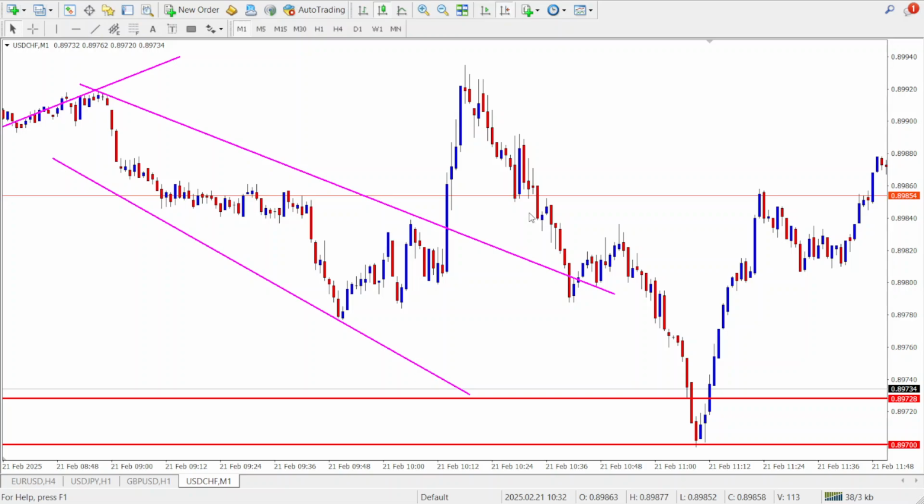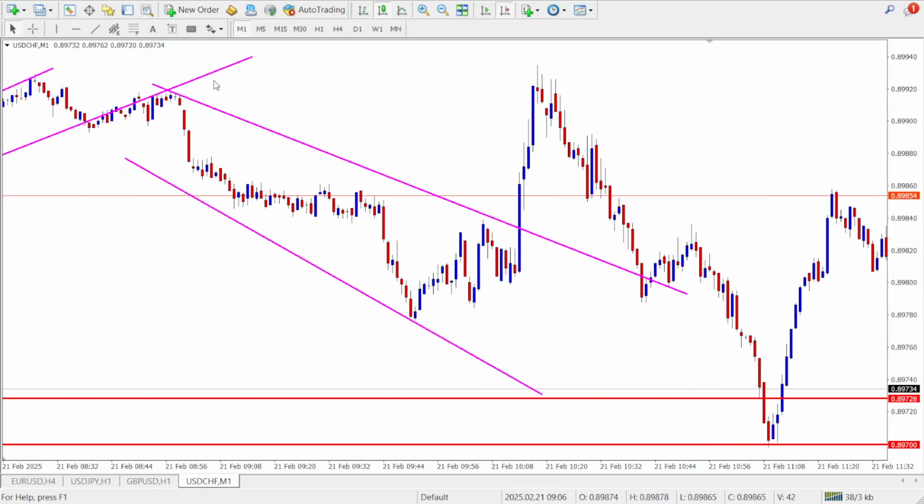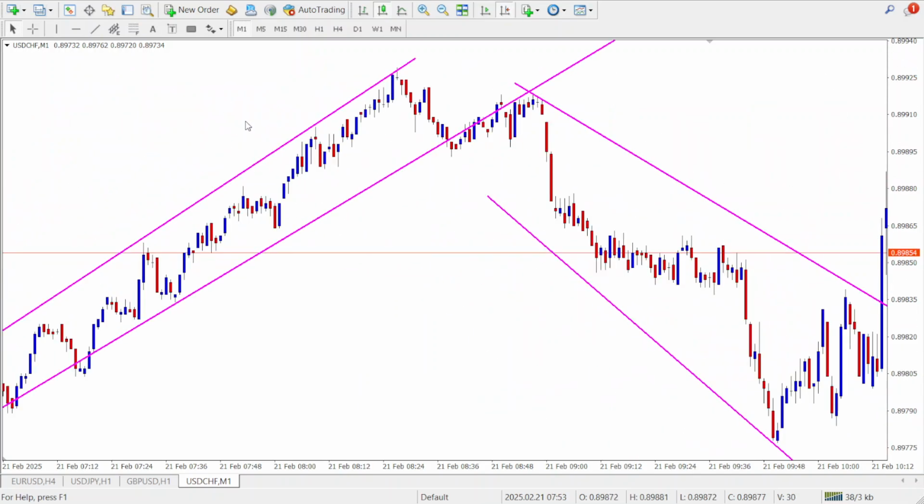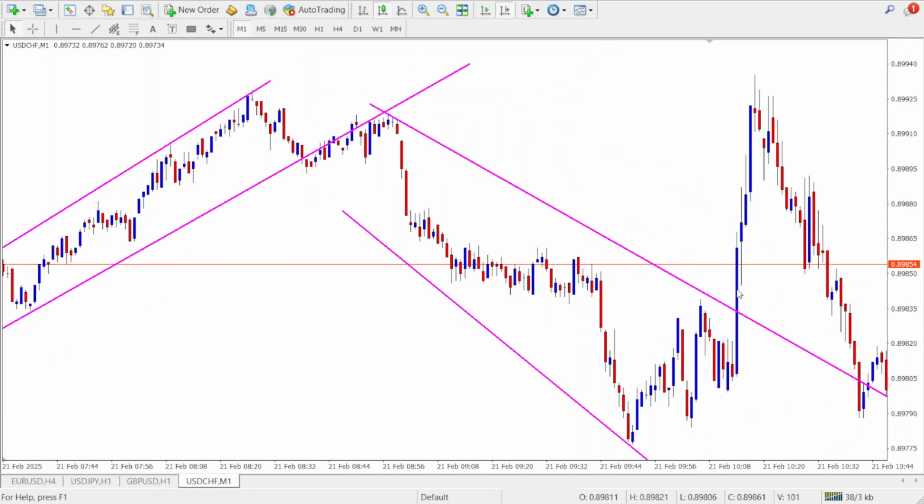Now, institutions don't enter trades randomly. They enter after seeing these changes in structure, and you should too. So by learning how to identify these shifts early on, you can get in at the right time and ride the wave of smart money moves.